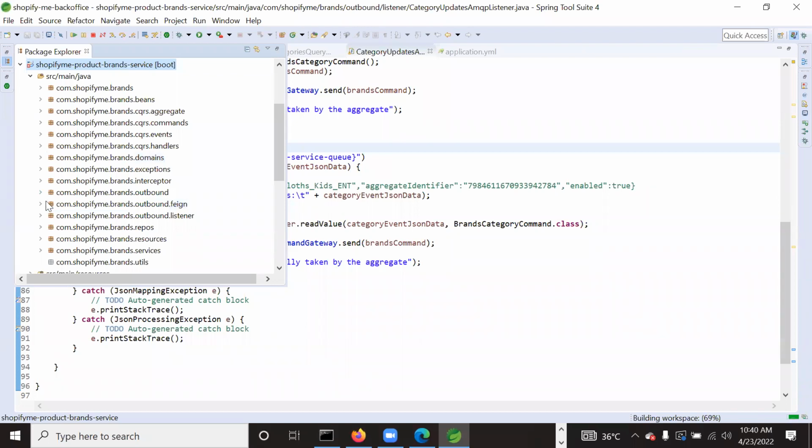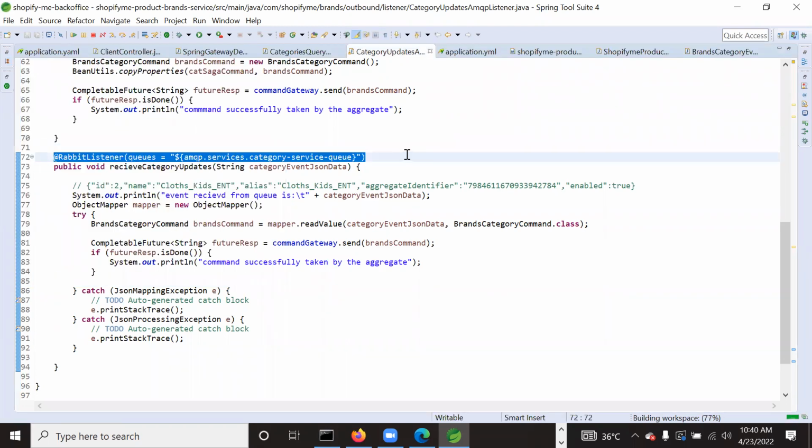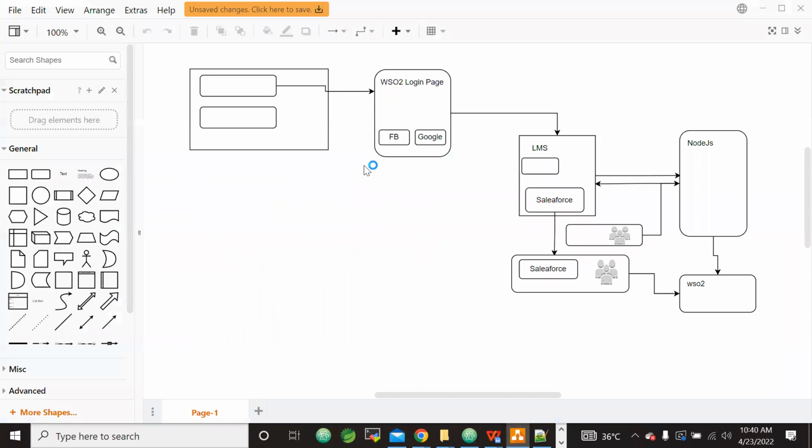It is doing an outbound communication call, so there is a listener. We used the AMQP protocol here, called RabbitMQ, and this is listening to a queue. Let me take the opportunity to draw a diagram here, just to understand why we need Kafka, why we need to go for Kafka.